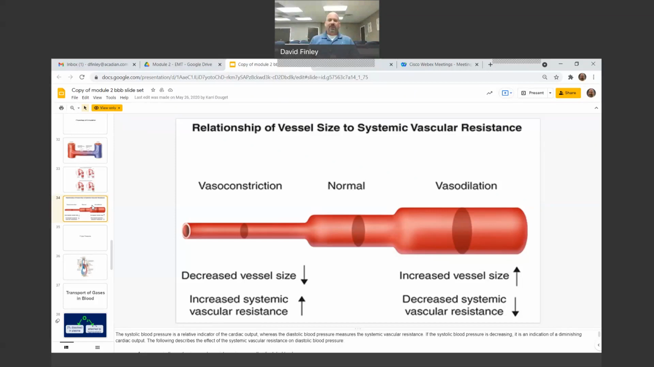So that's what systemic vascular resistance is basically. If we want to increase pressure, we clamp down. We constrict that blood vessel. If blood vessels dilate, we typically see blood pressure fall.